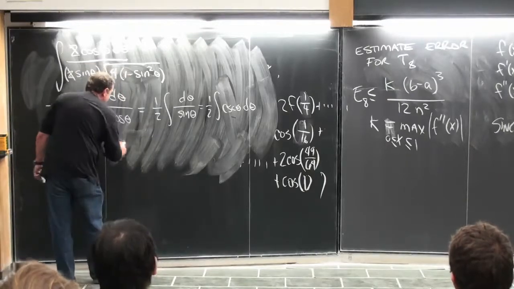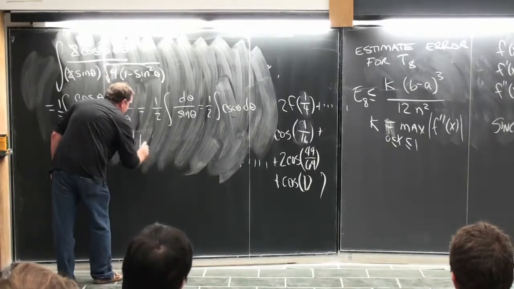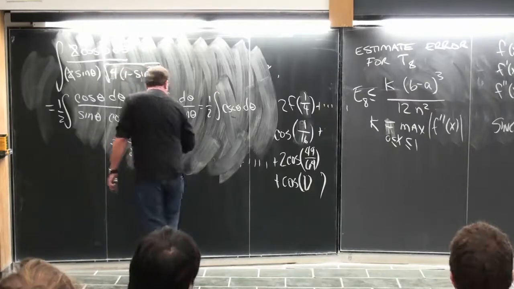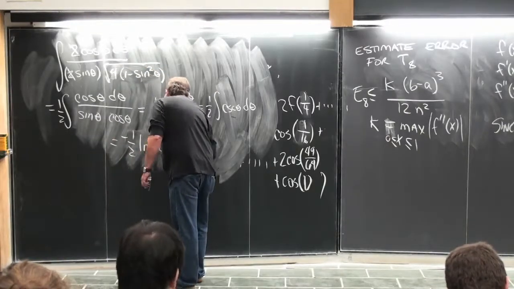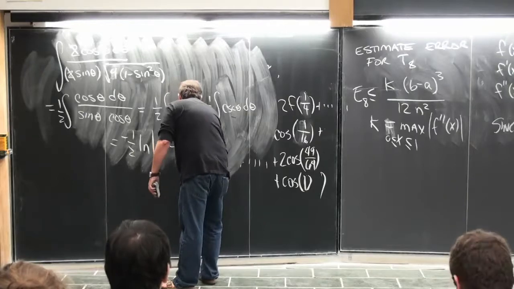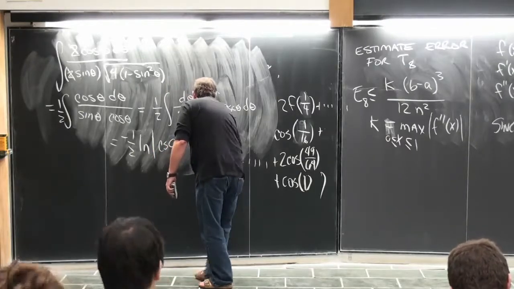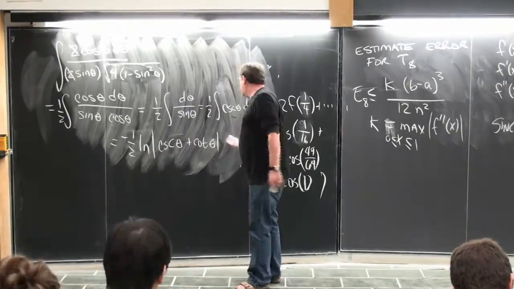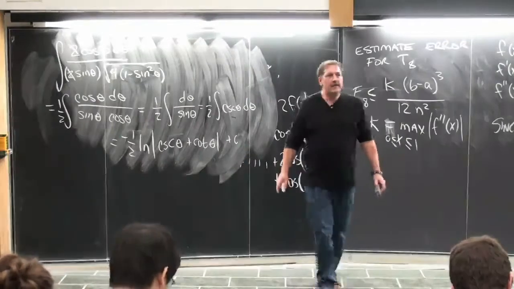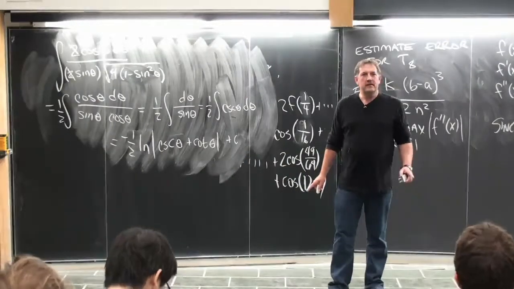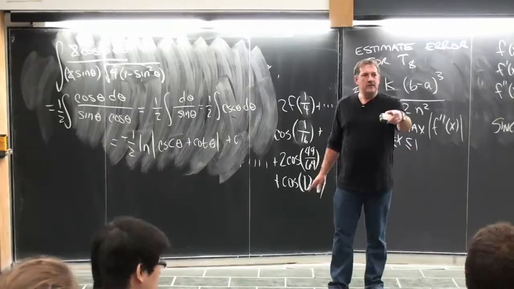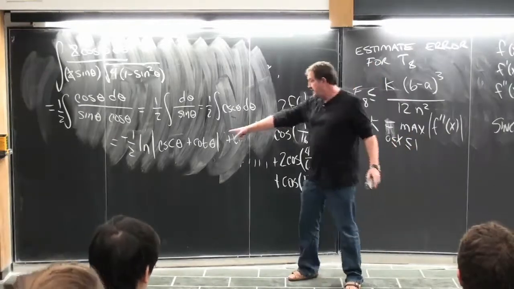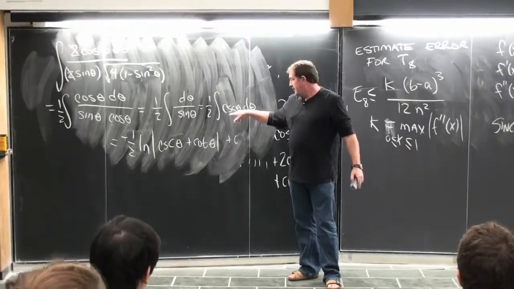Okay, so this is negative 1/2 the log of the cosecant plus the cotangent of theta plus constant. Now, who asked about the cosine? Somebody. You did. I think if I had done the cosine, I would get the secant plus the tangent. And I would get the integral of the secant.